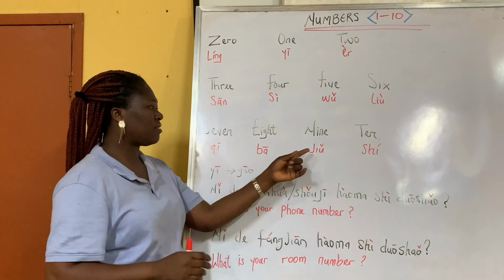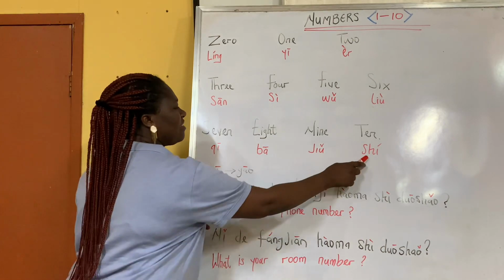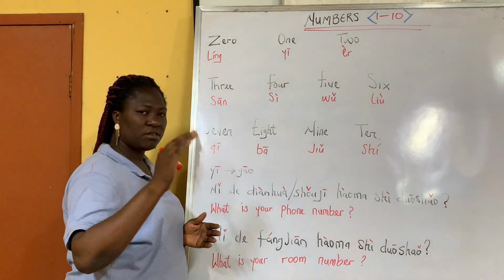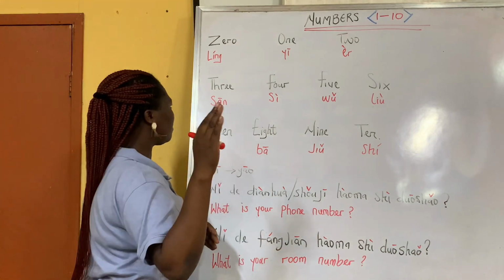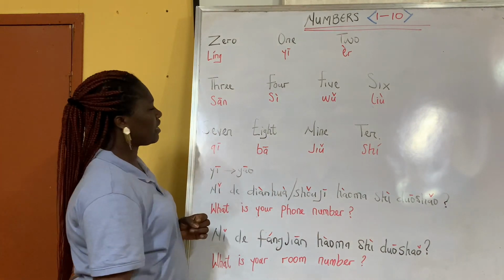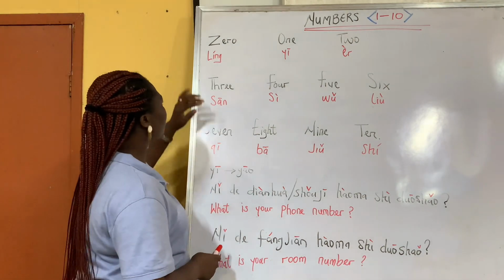Jiu, which is third tone. Then 10 is shi. Shi, which is rising tone, that is second tone. Okay, very good. So let's go from the top again.